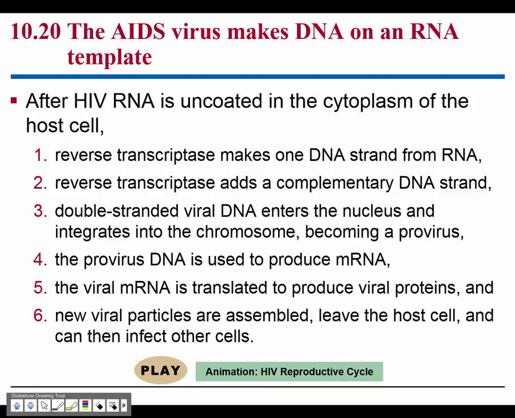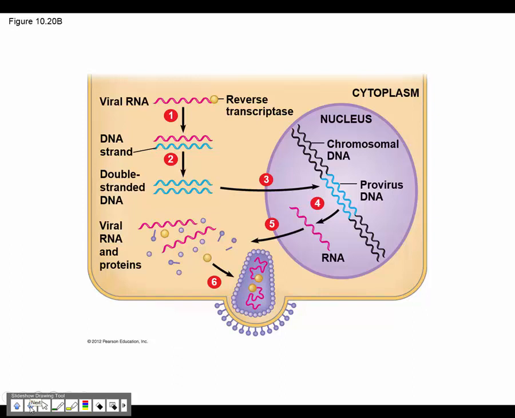And so after it's uncoated in the cytoplasm, it makes a DNA strand from RNA, and then adds a complementary DNA strand. And so now we have a double-stranded viral DNA entering the nucleus and integrating into the chromosomes, becoming a provirus, which is then used to make mRNA, which is then translated to make viral proteins, and then they're assembled, leave the host cell, and can infect other cells. And there's all sorts of tricky things about HIV that make it very, very difficult to deal with.